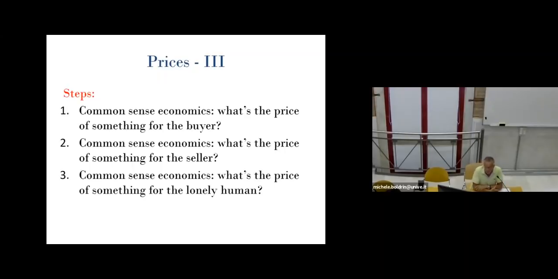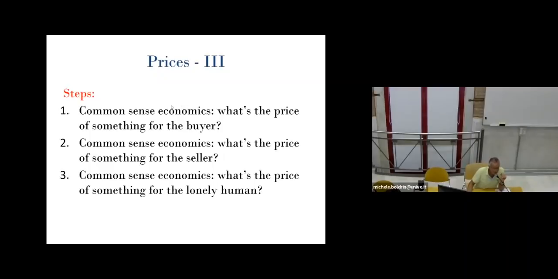And anyhow, the steps are going to be this. Common sense economics: what's the price of something for the buyer? Common sense economics: what's the price of something for the seller? So we're going to talk about buyer and seller at the beginning. And then we're going to ask, what's the price of something for the lonely human? We'll have to talk a bit about this.